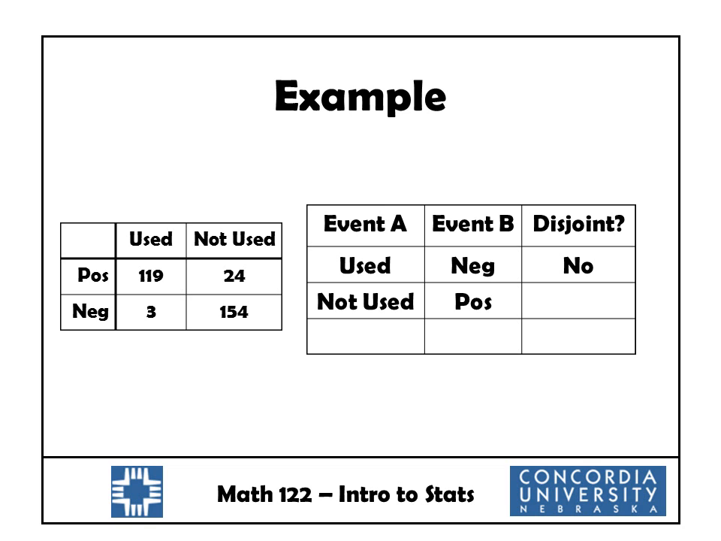Let's look at another pair of events, not used and positive. Well, we see that 24 people tested positive and did not use marijuana at the same time. So they can occur at the same time, thus they are not disjoint. Let's look at the third pair of events, tested positive and testing negative. Well, you can't test positive and negative at the same time. You're either going to get one or the other. So those cannot occur at the same time. So those two events are indeed disjoint.